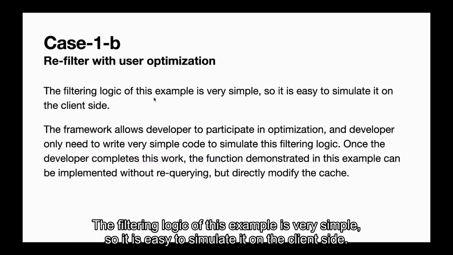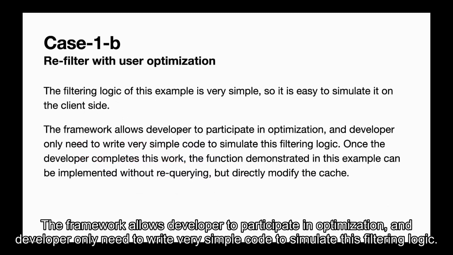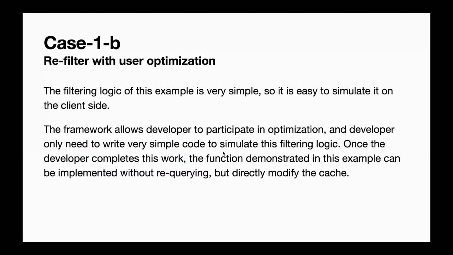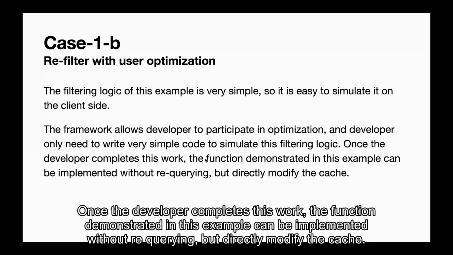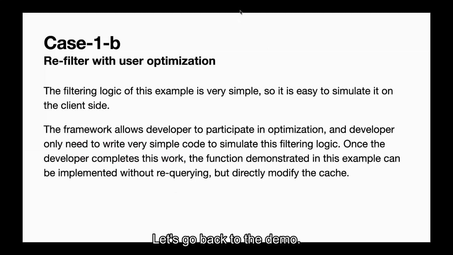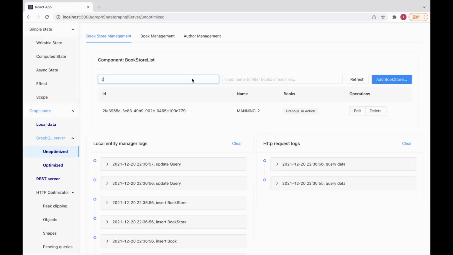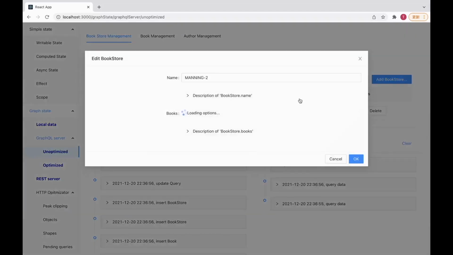The filtering logic of this example is very simple, so it is easy to simulate it on the client side. The framework allows developers to participate in optimization, and the developer only needs to write very simple code to simulate this filtering logic. Once the developer completes this work, the function demonstrated in this example can be implemented without requerying, but by directly modifying the cache. Let's go back to the demo. First, let's restore the data.